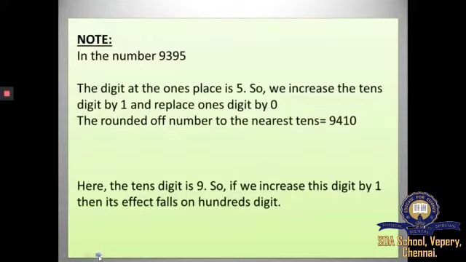Note, in the number 9395, the digit at the ones place is 5. So we increase the tens digit by 1 and replace the ones digit by 0. The rounded off number to the nearest tens is equal to 9410. Here the tens digit is 9. So if we increase this digit by 1, then its effect falls on the hundreds digit.